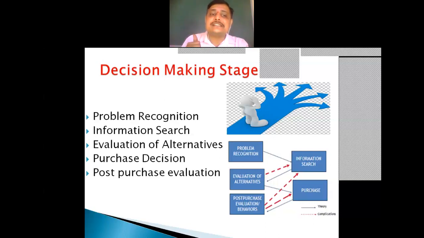The immediate second stage is information search. In this information search, they will have their own reference groups. Yesterday we discussed this in the session. Reference groups have a correlation with us, society has a correlation with us, culture and subculture have a correlation with us. So information will be gathered from many sources.